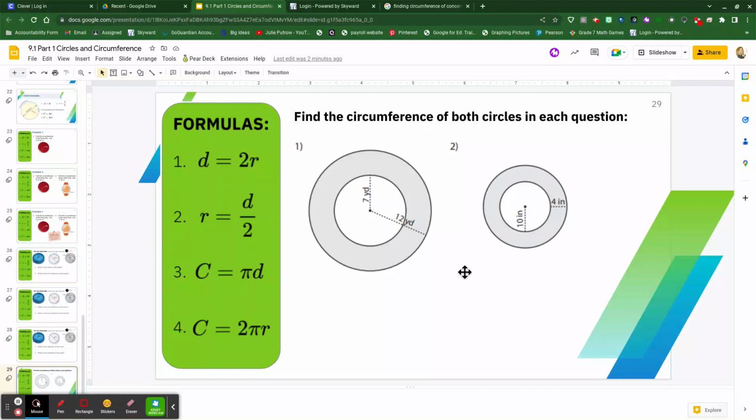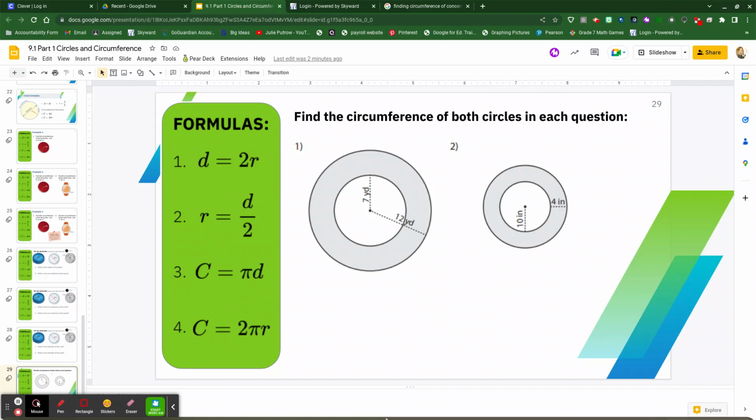On this slide here, they're asking us to find the circumference of both circles in each question. So in question one, we have two circles. One's a larger circle that's shaded in, and then there is a smaller circle on the inside that is not shaded in, and the same thing for number two. So they're asking us to find the circumference of both.